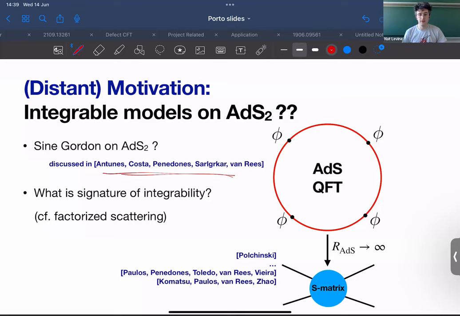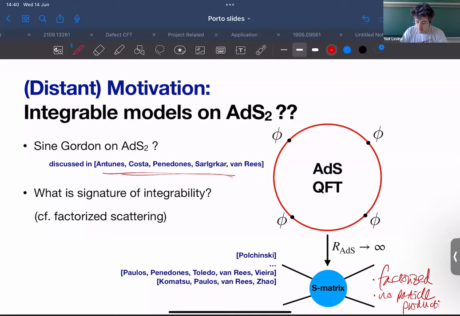That's perhaps a subtle issue. But one question would be, if there are integrable theories on AdS2, then what's the signature of their integrability? So in flat space, you know that you'll have some factorized scattering, no particle production. So in integrable scattering in flat 2D space, the particle number is conserved.